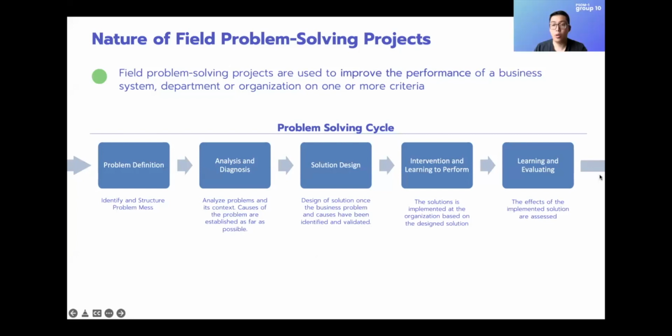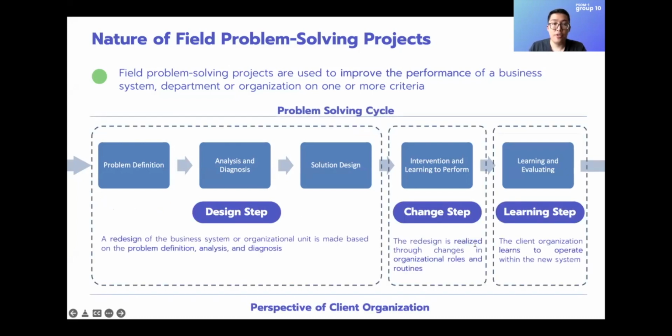Okay, so next we'll come to the nature of the field problem-solving projects. Field problem-solving projects are used to improve the performance of a business system, department, or organization on one or more criteria. With respect to the logic of their setup, we follow the problem-solving cycle of five basic process steps: problem definition, analysis and diagnosis, solution design, intervention, and finally learning and evaluating.